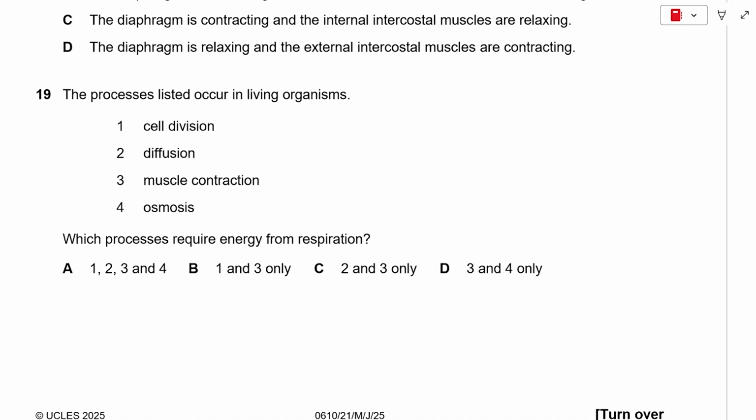Muscle contraction also, it's a process that involves use of what? Of energy. But osmosis does not use energy. So the processes are 1 and 3. 1 and 3, B. So we'll choose B as our answer over here.